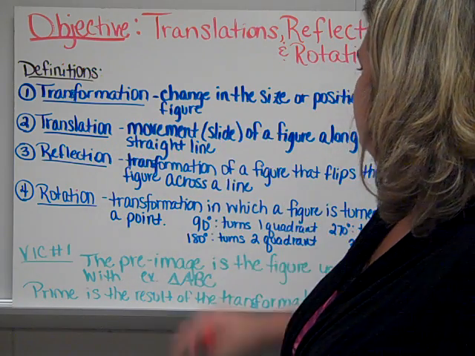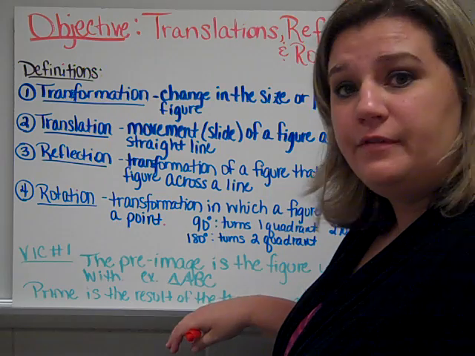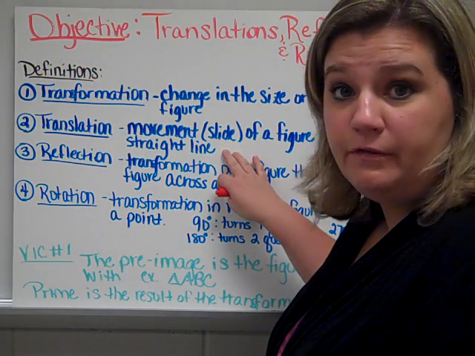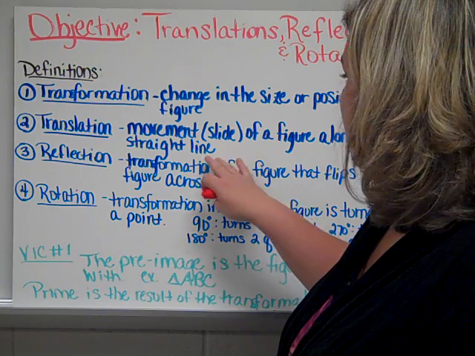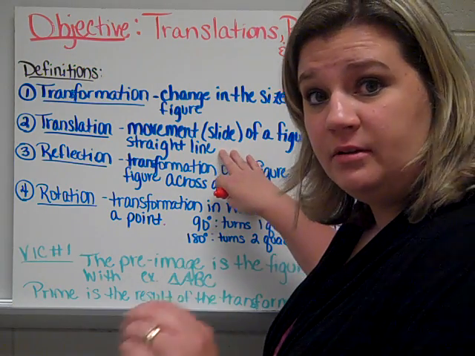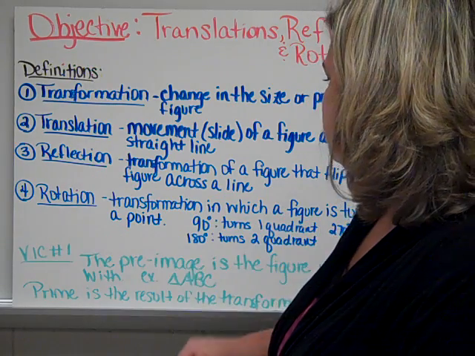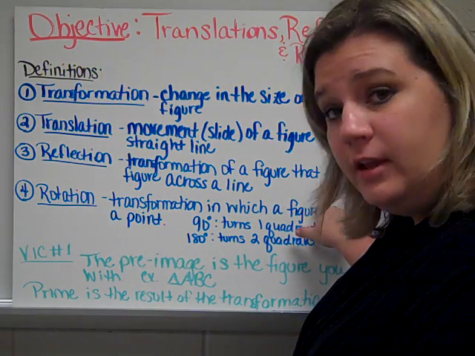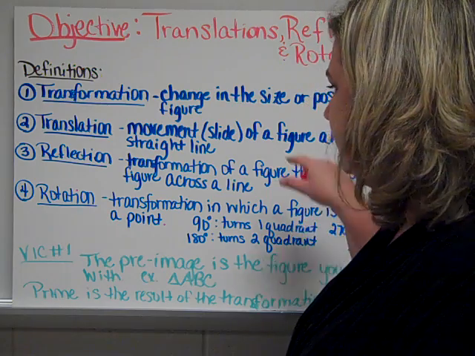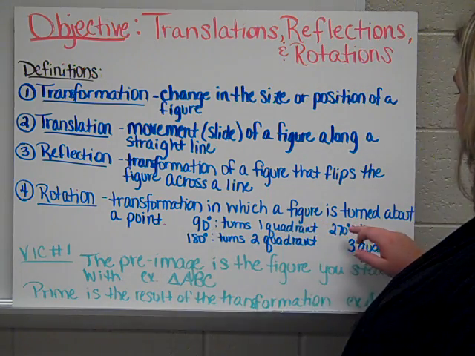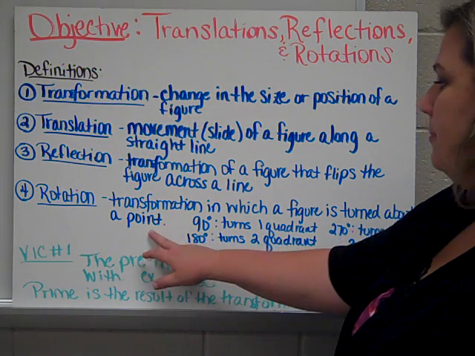A transformation is a change in the size or position of a figure. A translation is a movement of a figure along a straight line, and this movement is the slide motion. A reflection is a transformation of a figure that flips a figure across a line. A rotation is a transformation in which a figure is turned about a point.